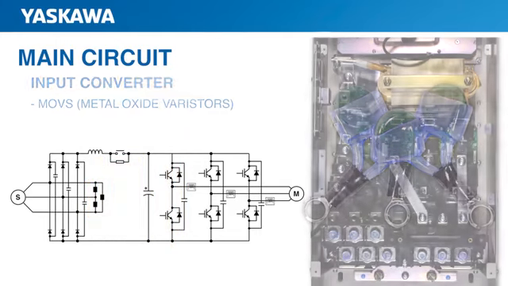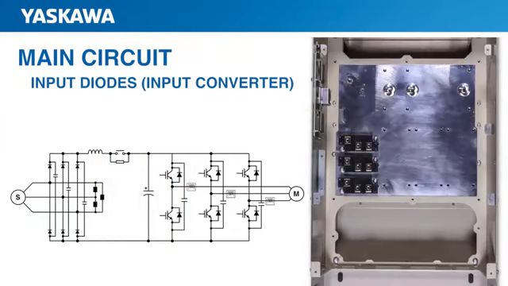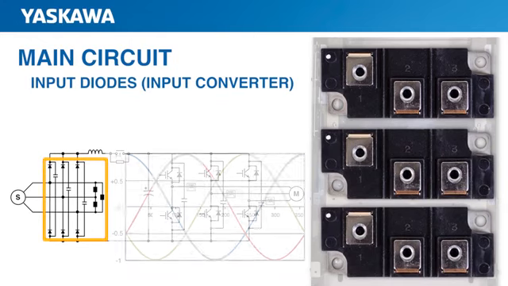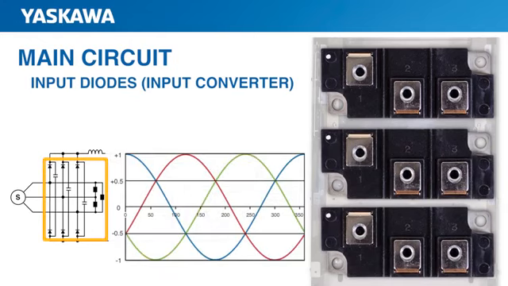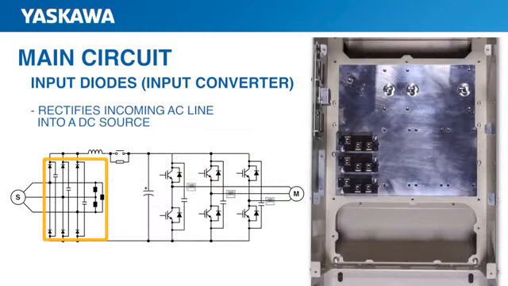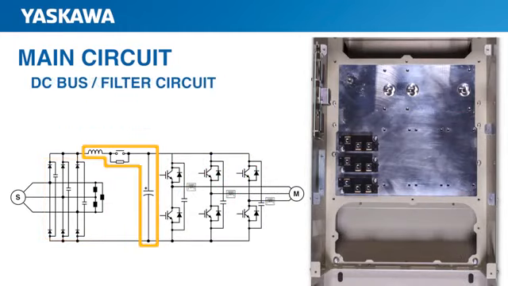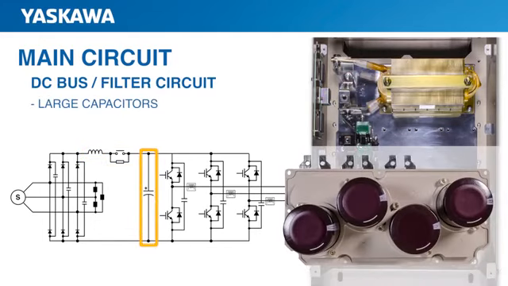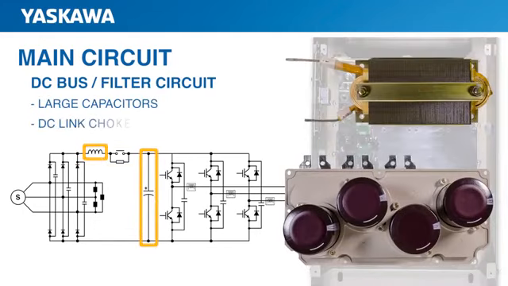Well, this brings us to the input diodes, or input converter, commonly known as the rectifier. Most drives today perform a full wave transformation, which means these diodes chop the AC line and create a DC supply. That is the first of the three major components in the drive. The voltage output from the rectifier is then refined by a filter circuit consisting of large capacitors and, in some cases, a DC link choke.